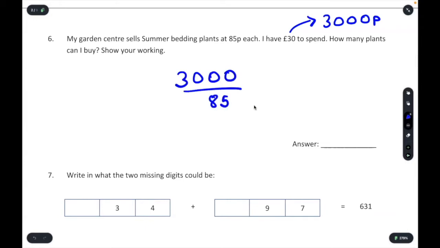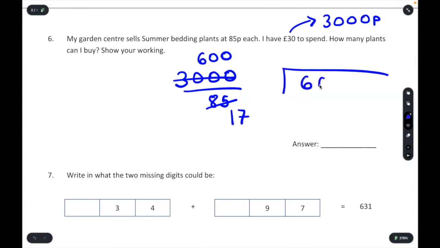For this question, it's literally just asking what's the biggest whole number. In other words, we don't need to worry about any sort of remainder. Since 3000 ends in a 0 and 85 ends in a 5, we know that these are both in the 5 times table. We can divide the top by 5 and get 600. We can divide the bottom by 5 and get 17.